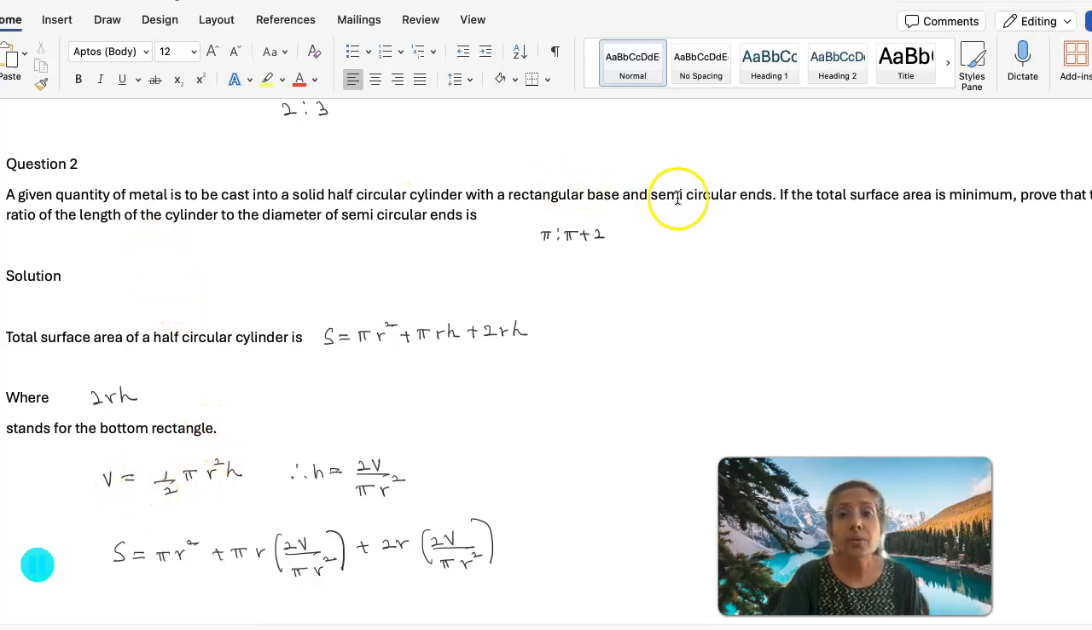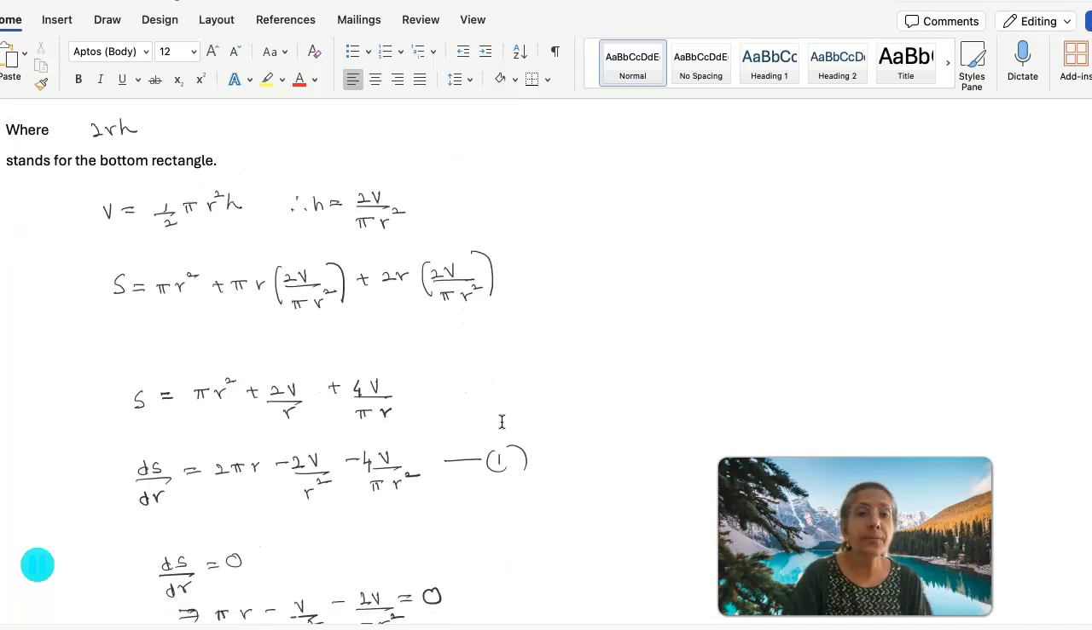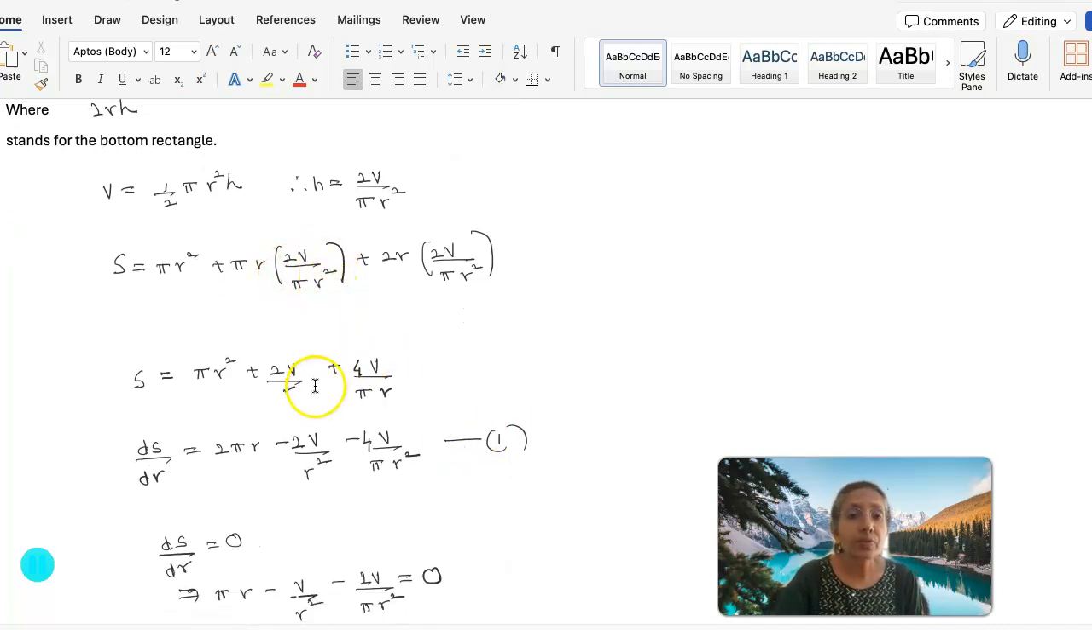So we have the volume given to be 1/2 pi r squared h for a half cylinder. So h will be 2V by pi r squared. And we have to minimize the surface area. So in the surface area formula, instead of h, I will put 2V by pi r squared. Why are we doing this? Just to reduce everything to one variable. So S equals pi r squared plus pi r (2V by pi r squared) plus 2r (2V by pi r squared). So this is pi r squared plus 2V by r plus 4V by pi r.